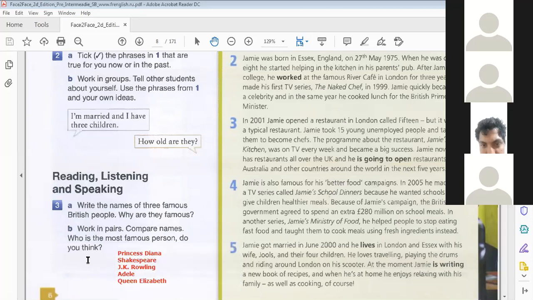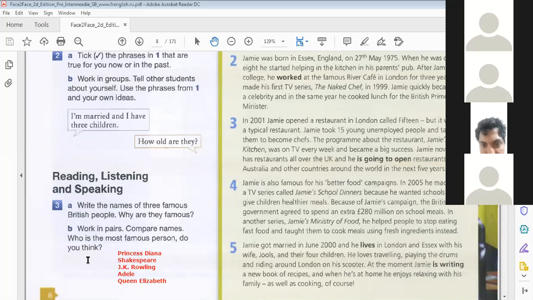So from this little list we have, who do you think should be number one? Who is the most famous British person, in your opinion, of course, from this list? I think Queen Elizabeth. Yeah, Queen Elizabeth is probably a good choice. And also Shakespeare, because everybody who studies literature around the world knows Shakespeare. So he's also very famous. So maybe we can say it's a tie, number one, between Queen Elizabeth and Shakespeare, right?